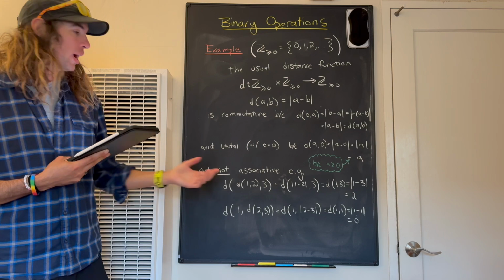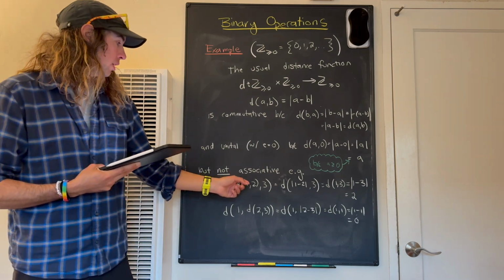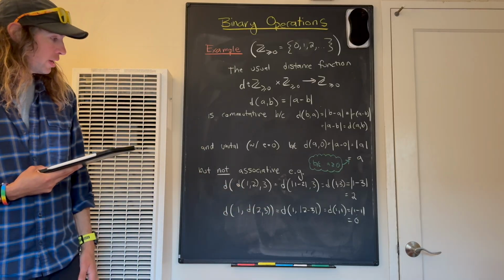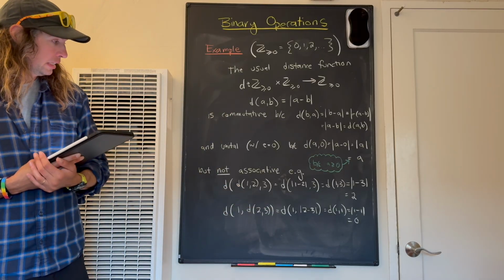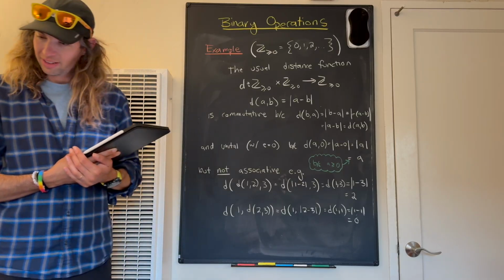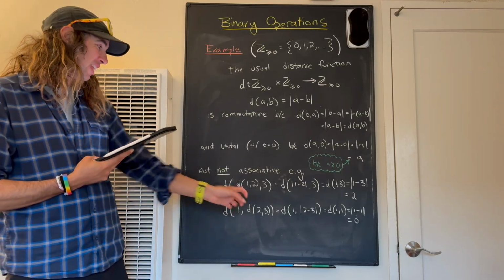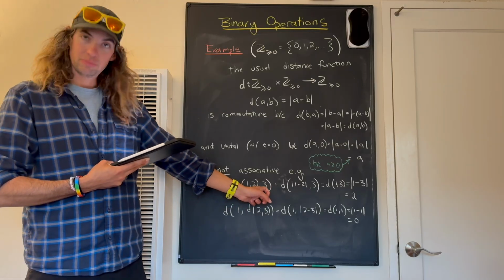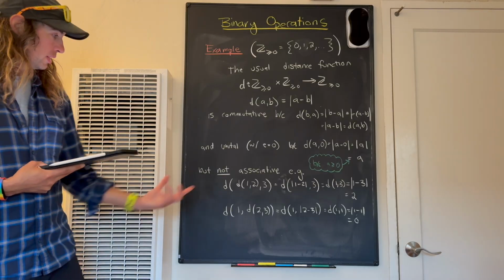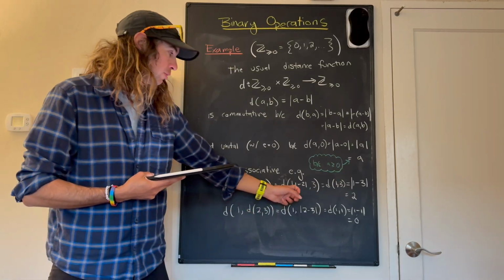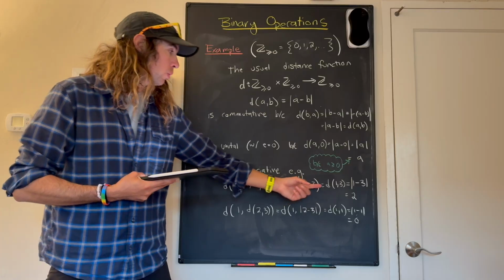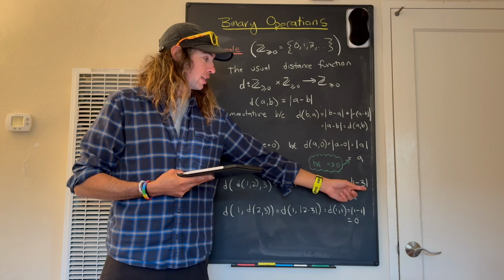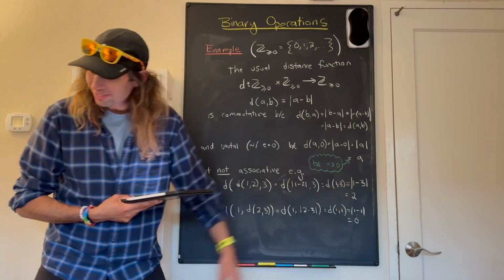Great. But why is it not associative? So here's an example of 3 elements of my set that witness the non-associativity. If I do d of d of 1 comma 2, comma 3, what is this? So d of 1 comma 2, that's the absolute value of 1 minus 2, which is 1, and the distance between 1 and 3 is the absolute value of 1 minus 3, which is 2.